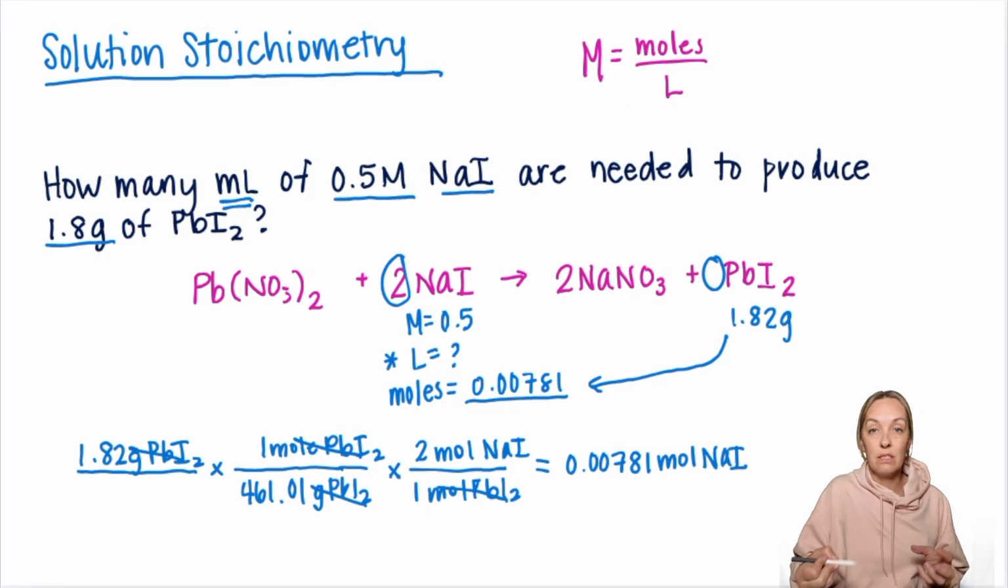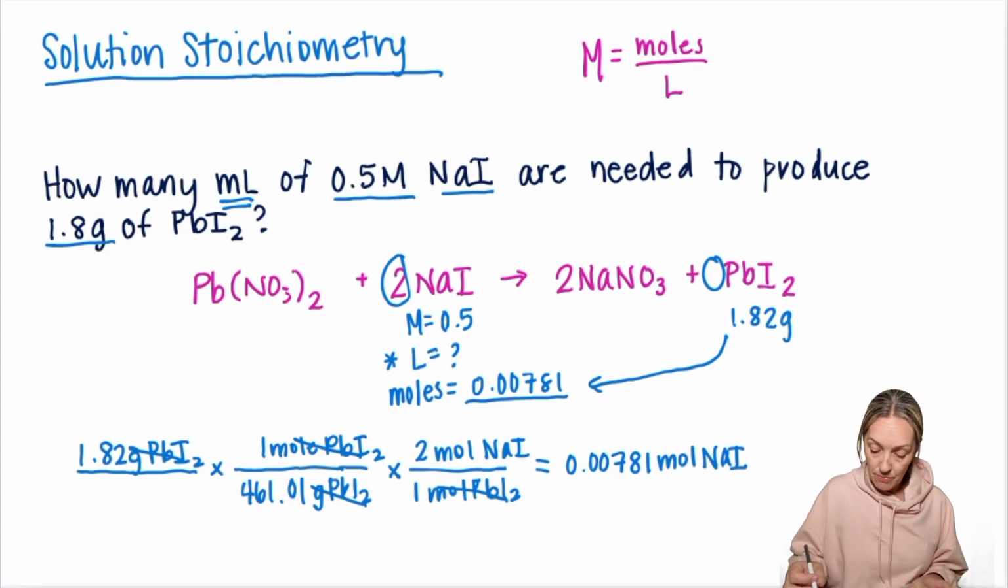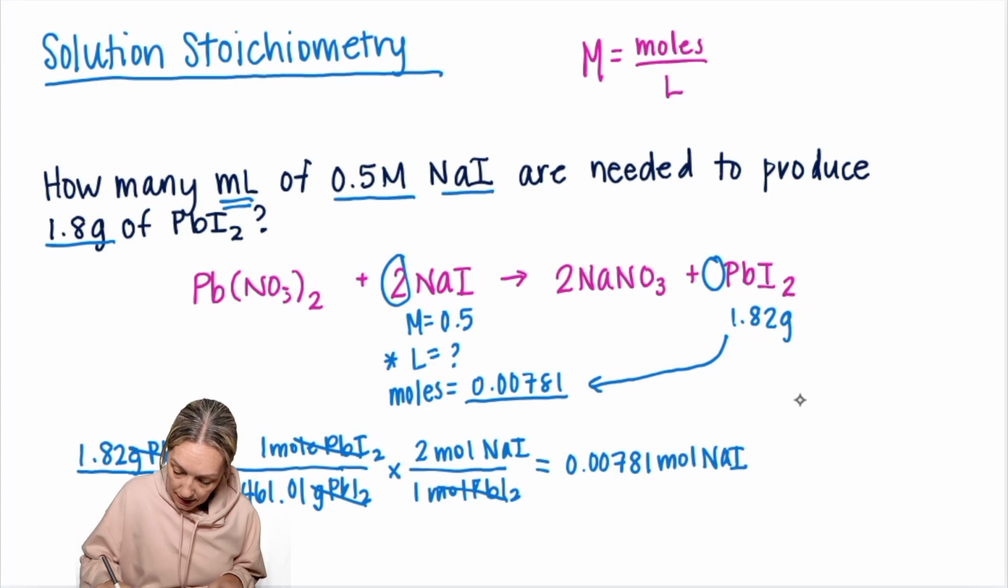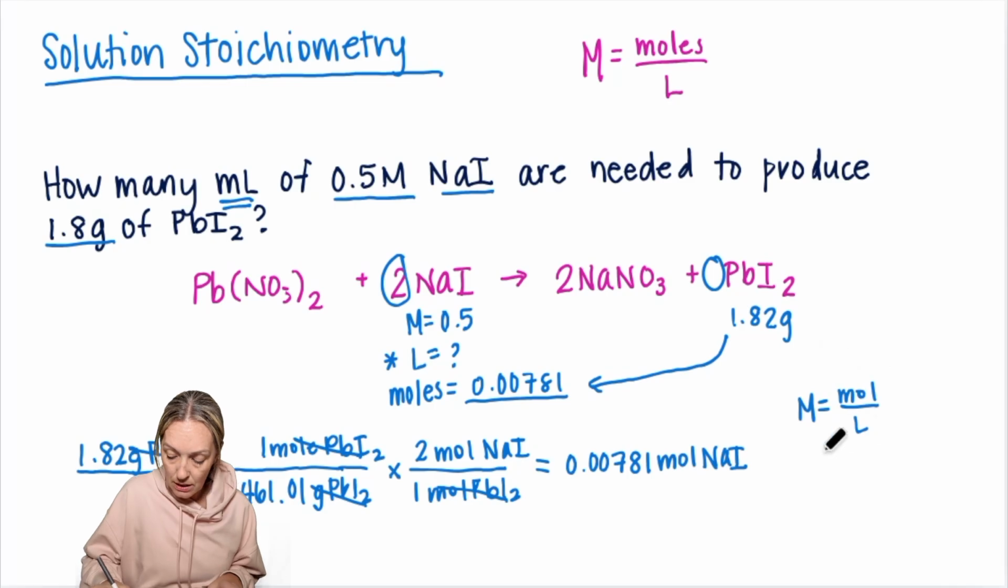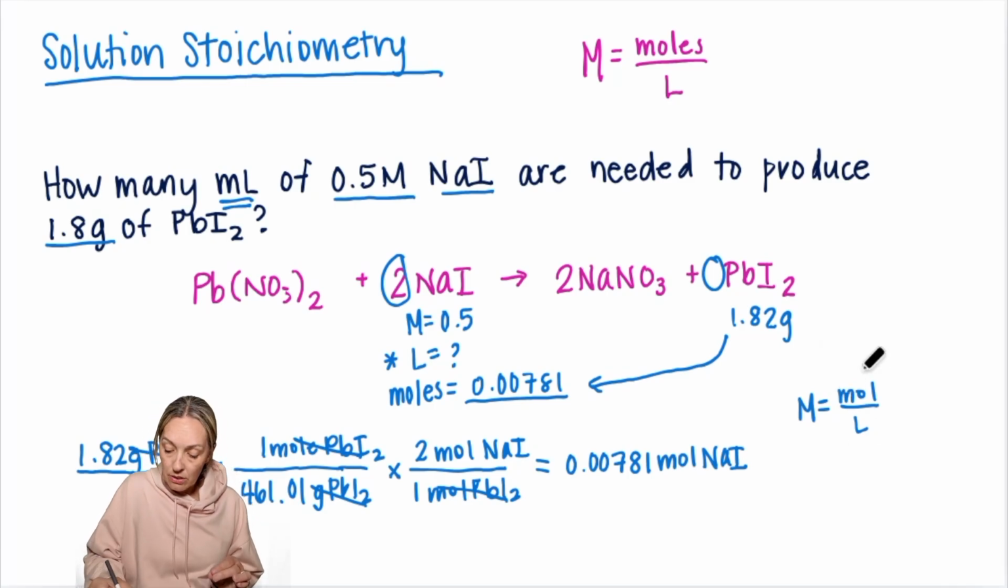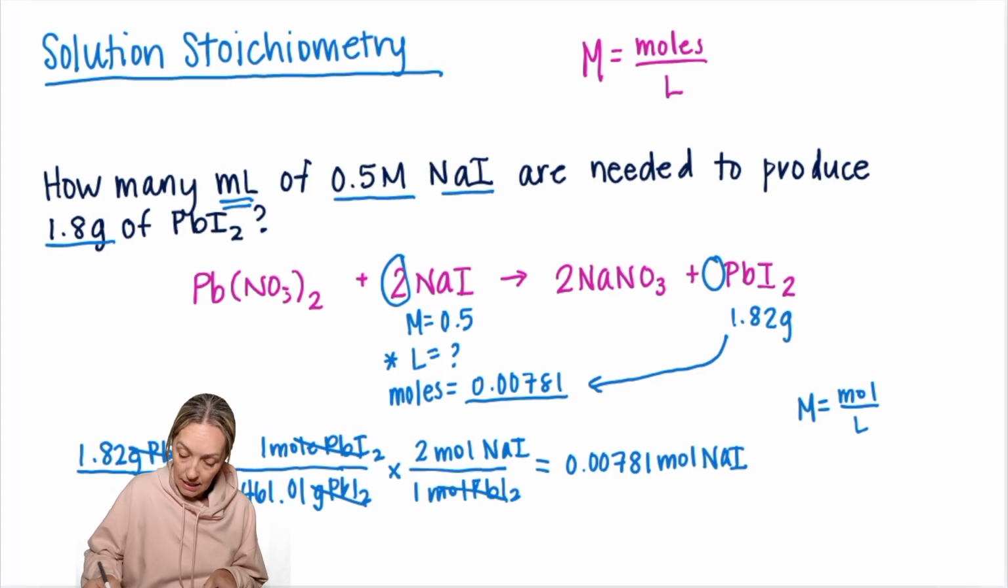Now that I know the moles and the molarity of the NaI, I can use my molarity equation to solve for the liters. Let's go ahead and plug that in. It's important to remember that when you're using the molarity equation, every single number that goes into that molarity equation needs to be in reference to the same substance. In this case, the NaI.